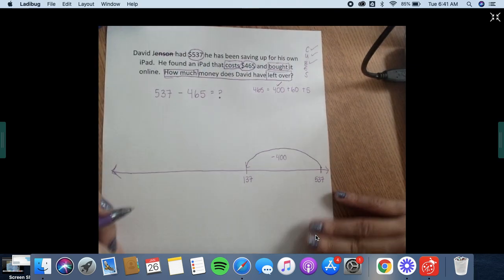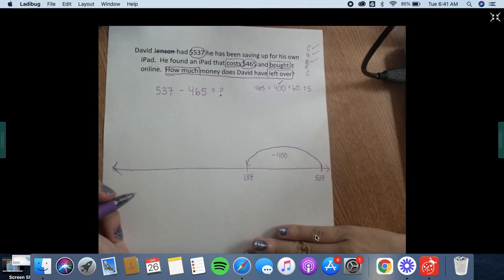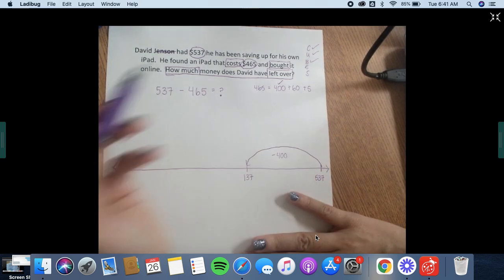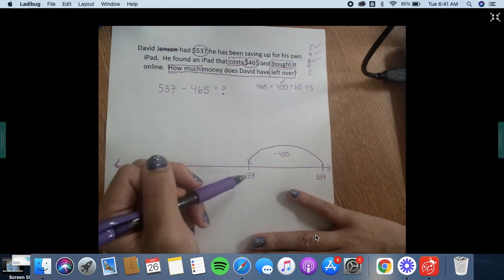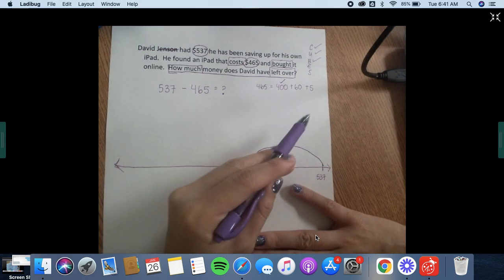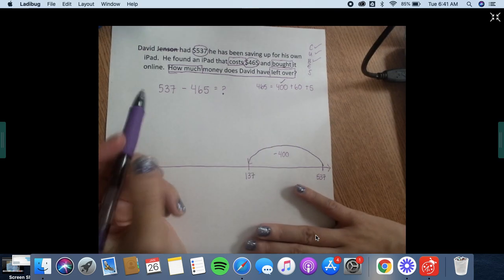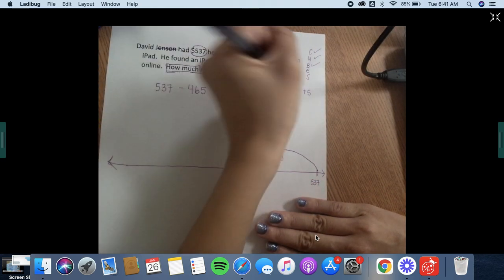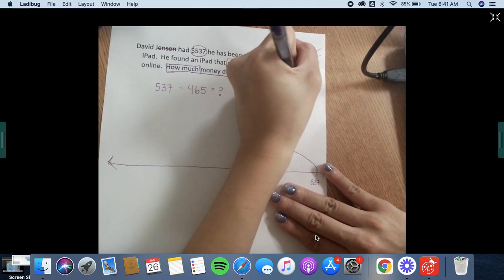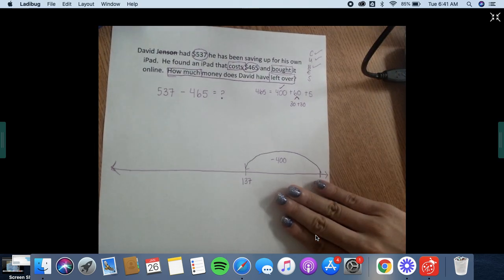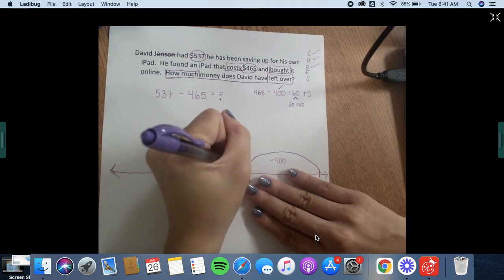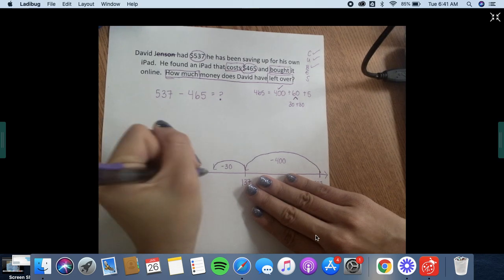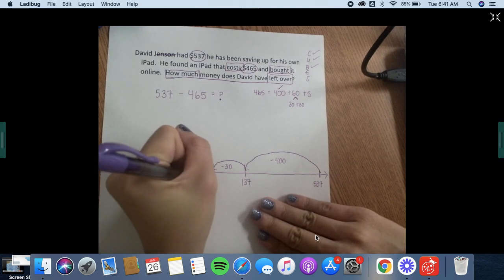And I'm going to check that, saying I've used that. Now, I'm still not finished because I still have to take away 65. Well, I still don't know what 137 minus 65 is. So I can decompose it to 60 to be 30 plus 30. And I do know what 137 minus 30 is, and that's 107.